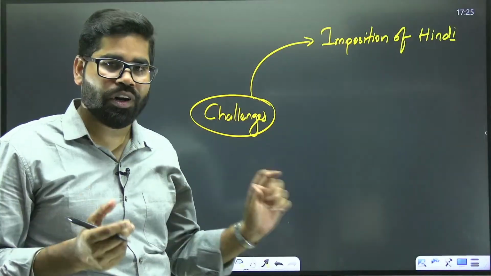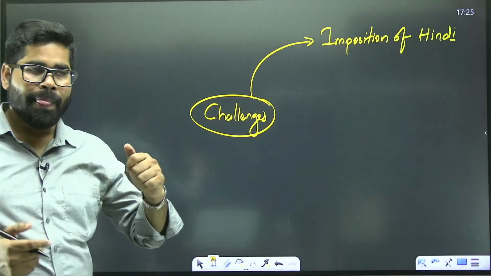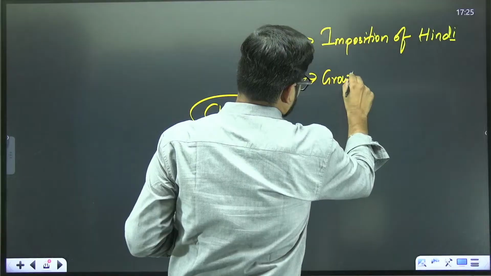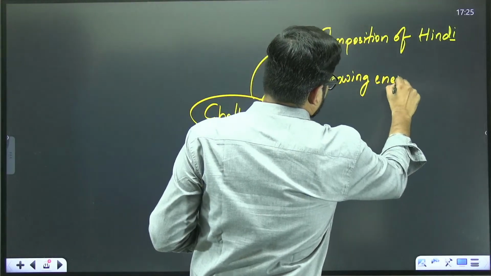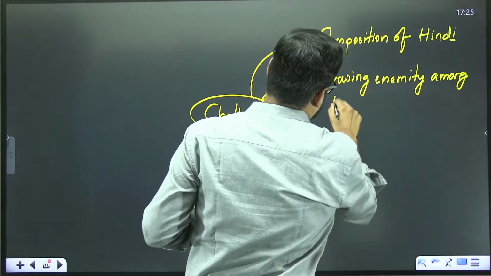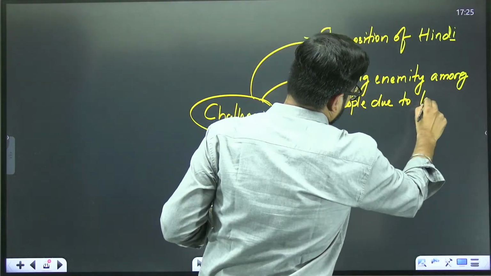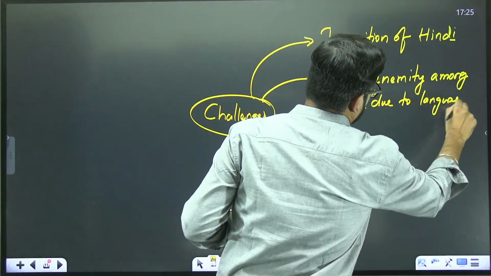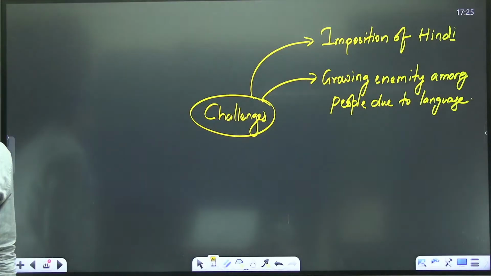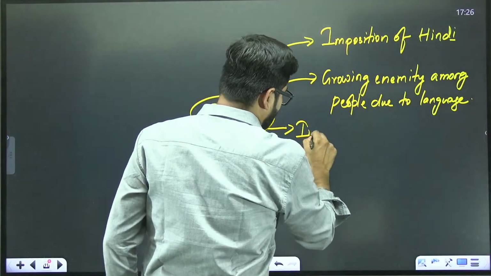But overall, what we see is that there is a concern of growing enmity among people due to language. So this is also one of the parts. Then what we see is that there is also a problem, that is implementation challenges.